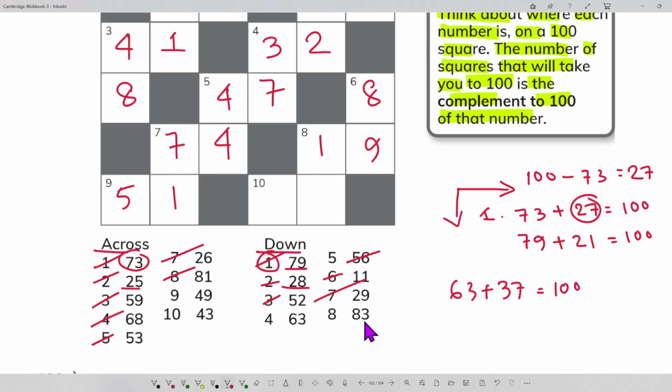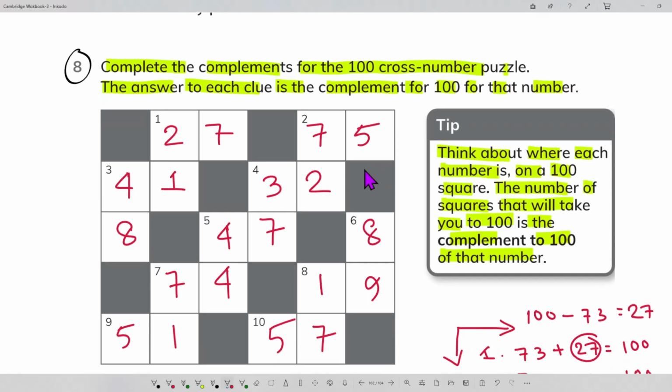Number 8, 83. 83 in down, it means we need 17. So here is 17. So here is also another number 9. 51 we need. Number 9, where is number 9? 51. 49, so 51. We forgot to cross this one. And number 10, here is a 43. We need 57. So here is 5. So 57. So everything complete.